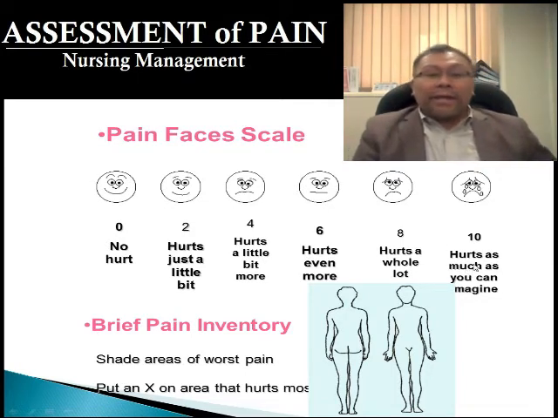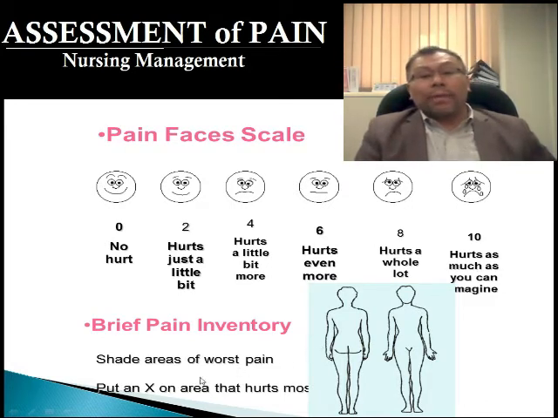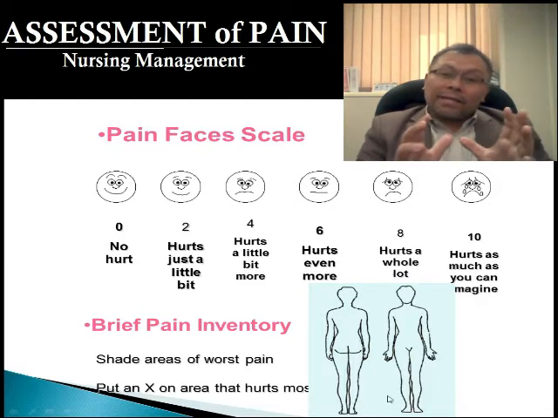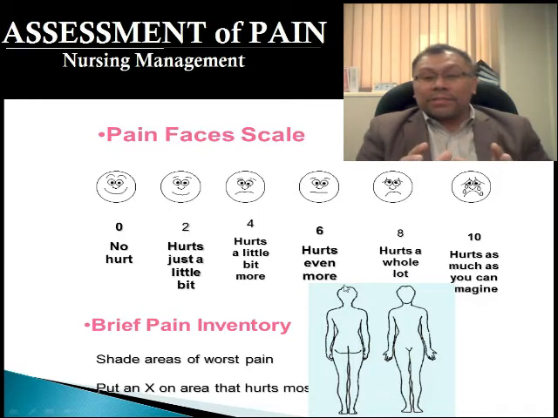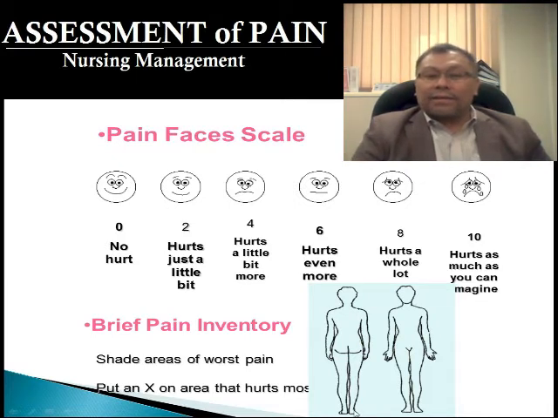So we have the brief pain inventory. Now you are going to shade the areas of the worst pain, then put an X on the area that hurts most. Now you can do this if you will be in the hospital, at the nurse stations, and then doing the shading. Because there is what we call a schematic drawing of the patient there, and then you are going to shade what part. Now, if it's the back, clavicular, if it's the butt, or if it's the ankle, whatever part of the body.